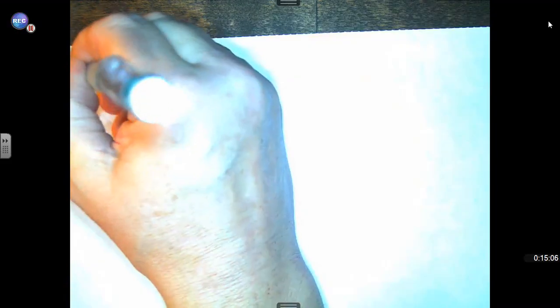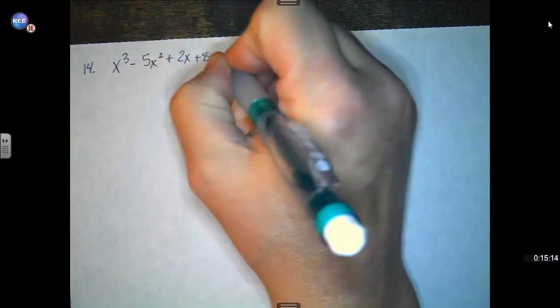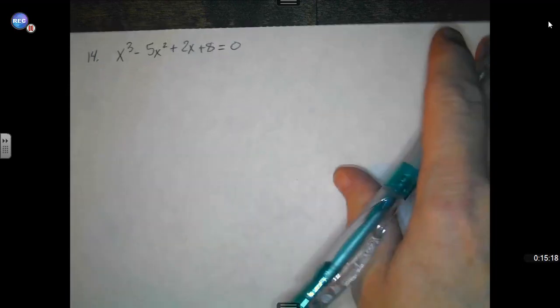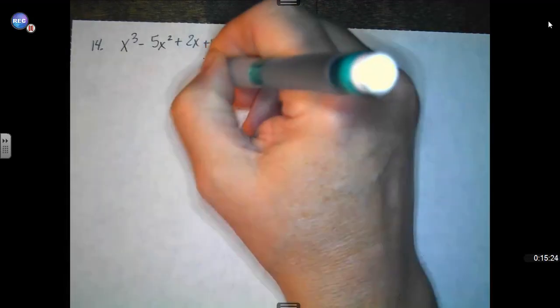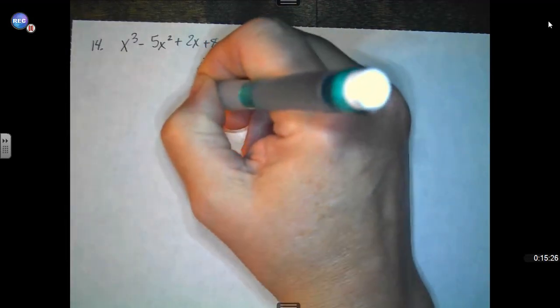Number 14. x cubed minus 5x squared plus 2x plus 8 equals 0. So first of all, we list the factors of 8: plus or minus 1, plus or minus 2, plus or minus 4, plus or minus 8.